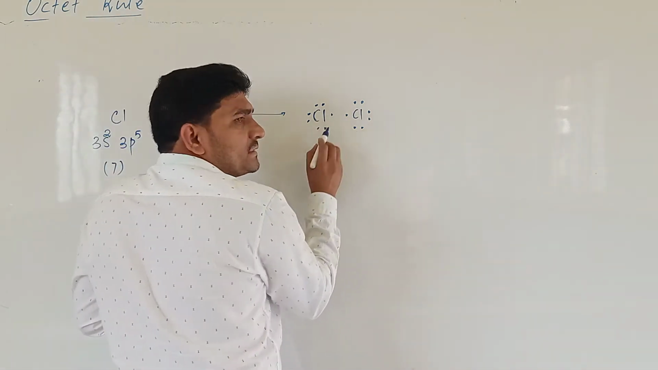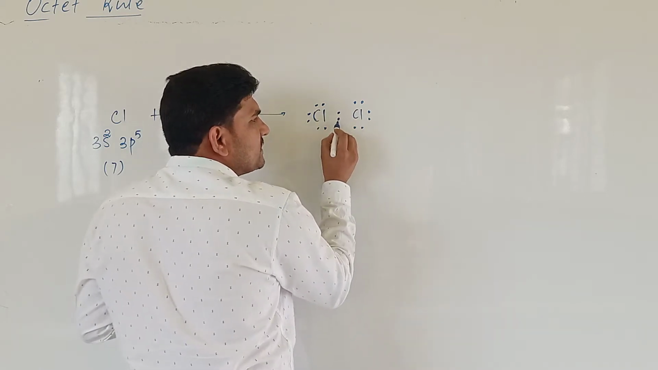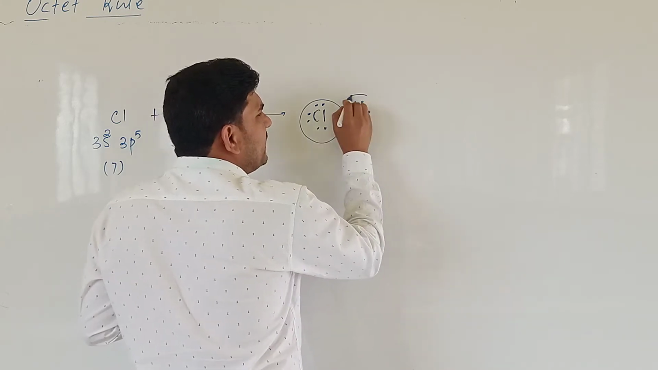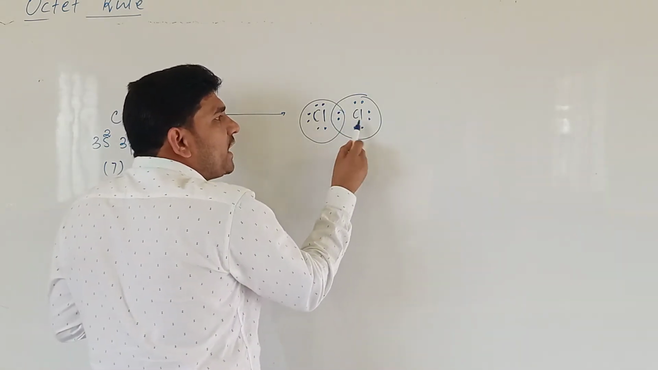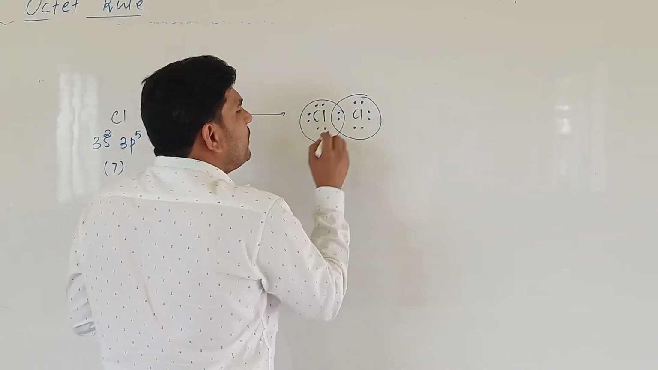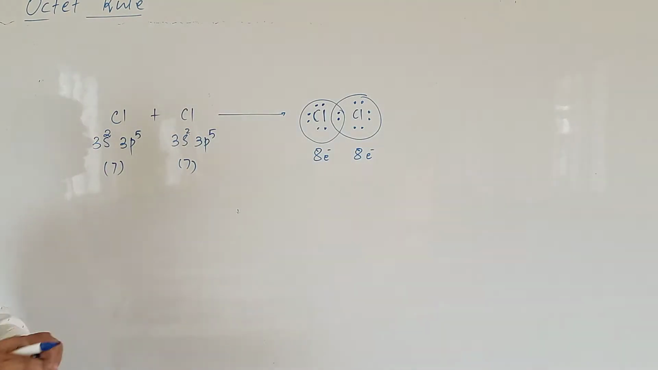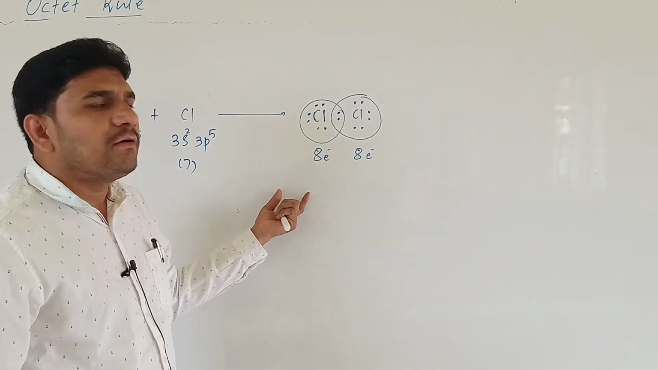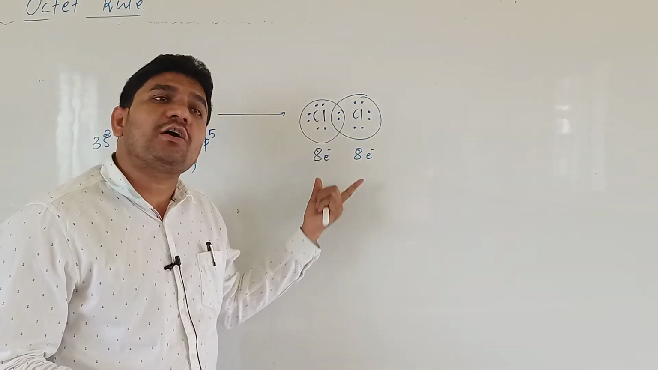Now, if these two electrons get shared, what happens? You see, over here also 8 electrons are there. Over here also 8 electrons are there. Means these two electrons belong to both the combining atoms. Earlier 7 electrons were there. Now it becomes 8 after combination. That's why this is also one of the reasons elements combine together to get this stable electronic configuration.